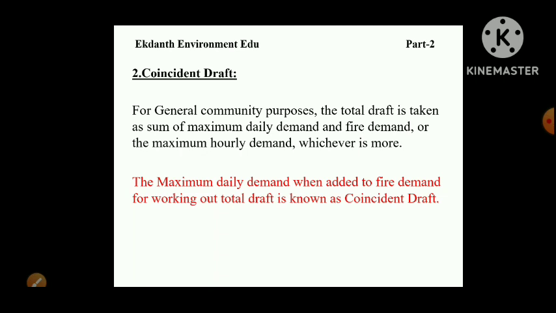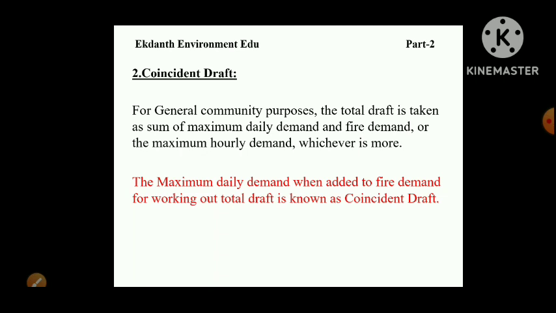Okay, so these types of questions come related to the coincident draft, and many of you might get confused about what coincident draft is. The word coincident itself suggests that the demand, the draft, is generated all of a sudden, coincidentally. So we have to consider that factor also while designing the water supply scheme.